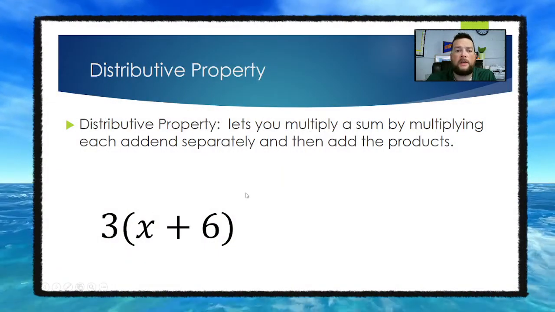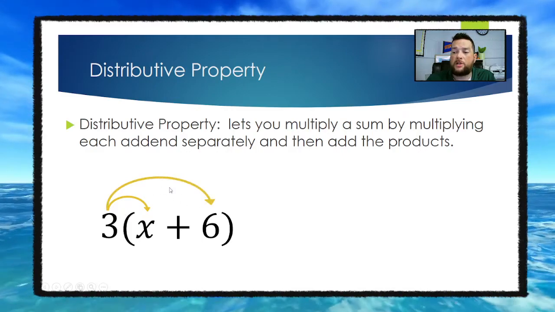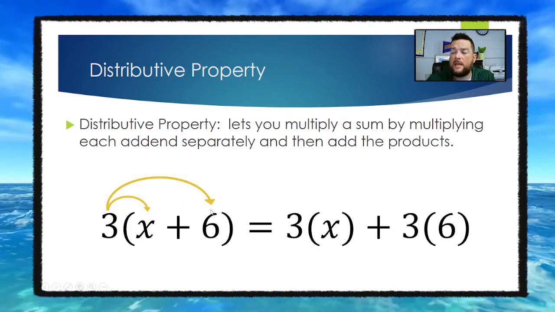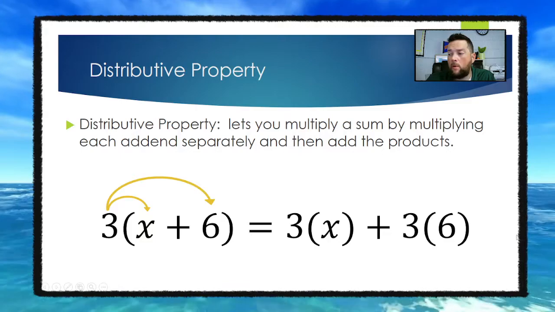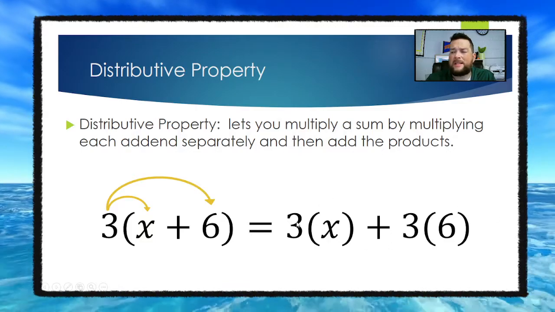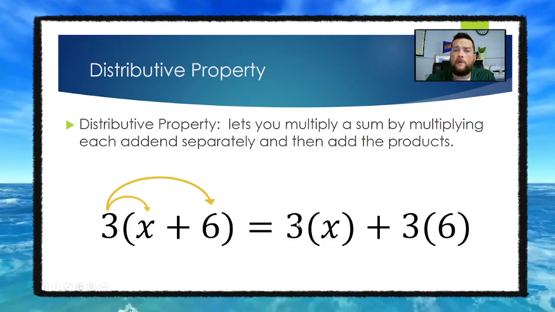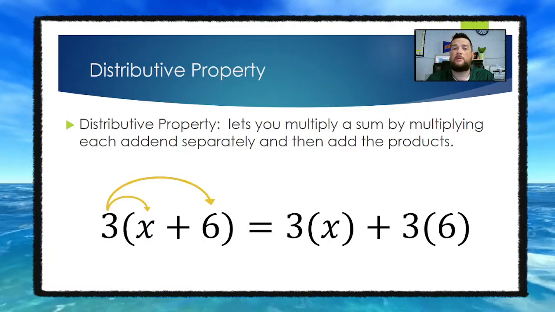Again, just watch the animations here. We're distributing that multiplication of 3 to everything in that parentheses, and then we can write it in expanded form. Writing in expanded form is a great step to take when you're first starting out using the distributive property.